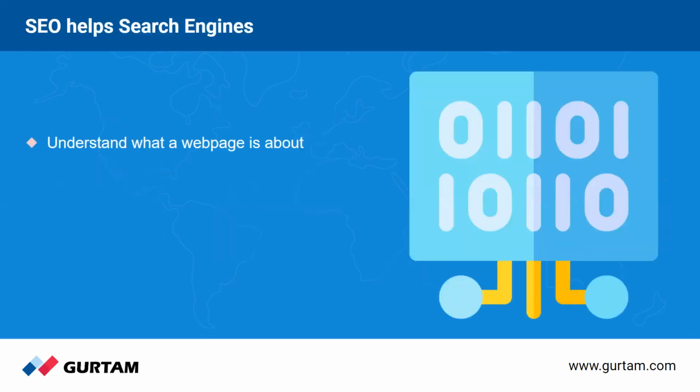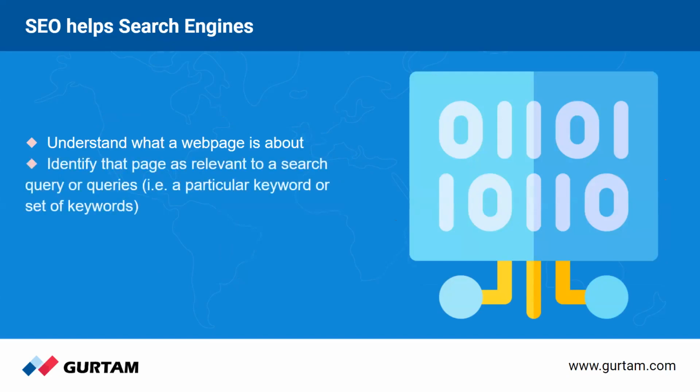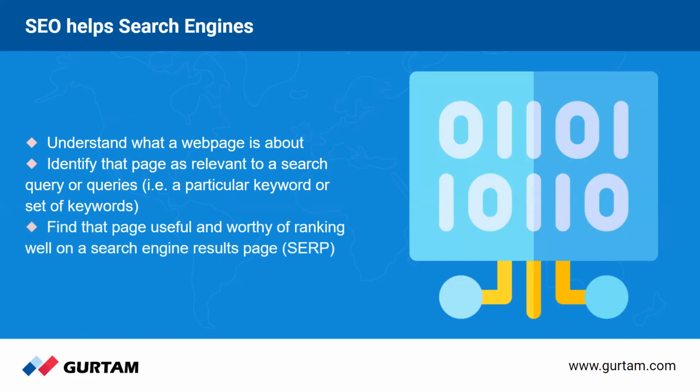So the goals of on-site SEO are to help a search engine understand what a web page is about, identify that page as relevant to a search query or queries or keywords, and find that page useful and worthy of ranking well on search engine results pages. That is the basics of on-site SEO. We'll dive deeper into best and worst SEO practices a little bit later.